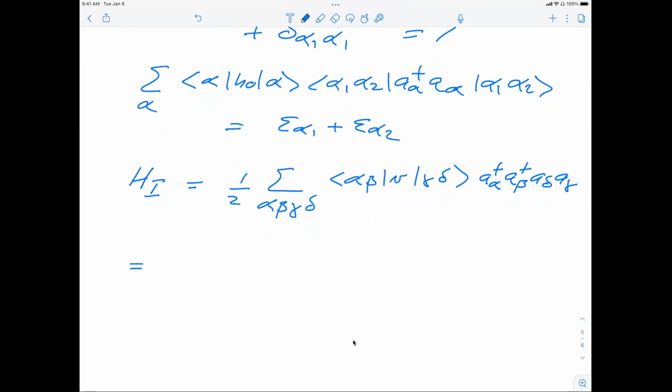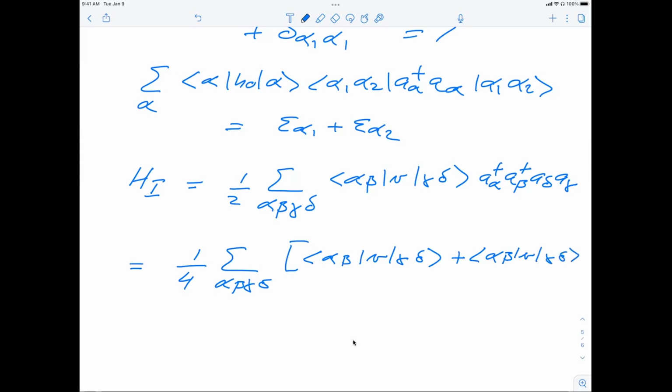So you will often see this in two disguises. One, with just a matrix element which has to be evaluated by calculating the integral, or in terms of this anti-symmetrized matrix element. So you can rewrite this as a sum over 1 over 4, and then you have alpha, beta, gamma, delta, and then you can just add the same matrix element twice, <alpha beta|v|gamma delta> plus <alpha beta|v|delta gamma>. And this is multiplied with a alpha dagger, a beta dagger, a delta, and a gamma.